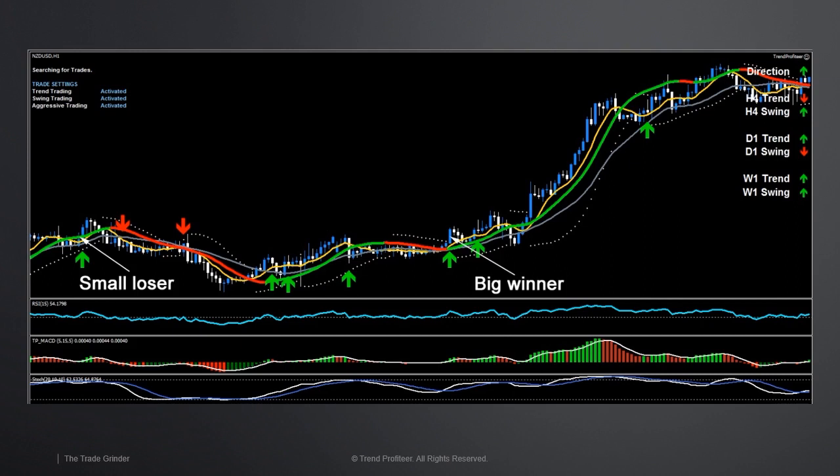You know you need to be a fighter. You need to be in there, and if you take a trade or two that don't eventuate in a positive outcome, there could be a big winner just around the corner. You need to have patience and be persistent to get in on those trade opportunities when they occur.